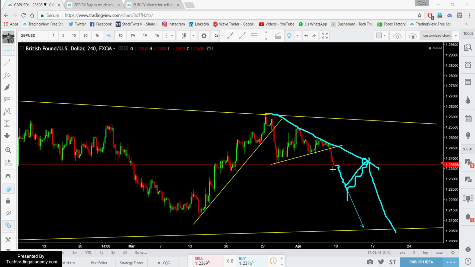If it is going to go to the downside, perfect, good, we sold here. Why do we need to worry about that? If it is going that way, perfect, it is going our way.